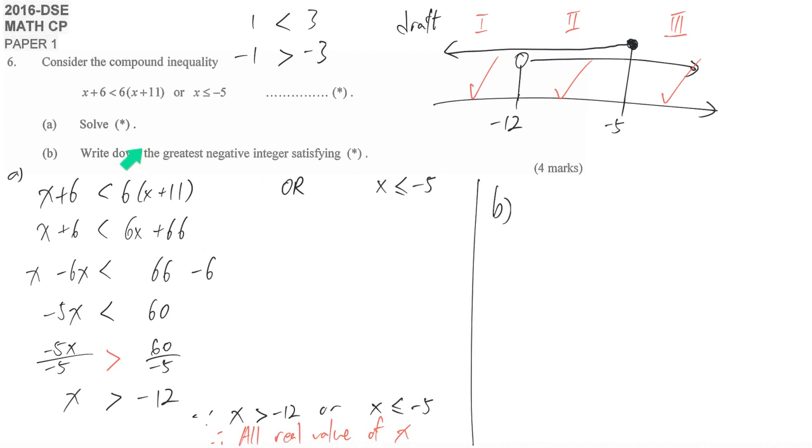In part B, we have to write down the greatest negative integer satisfying this. Don't forget that based on this, we don't have any constraint at all. We can choose any number we know. So the greatest negative integer on our number line, 0, negative stuff is here. Among those, the greatest is -1. So our answer is simply -1.